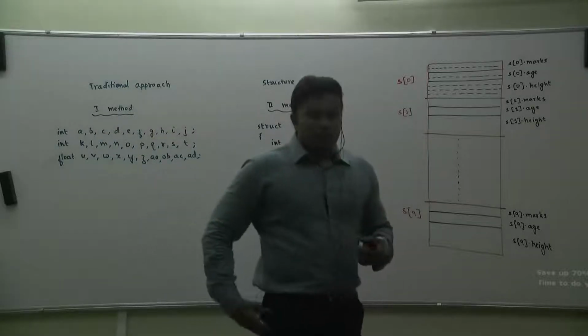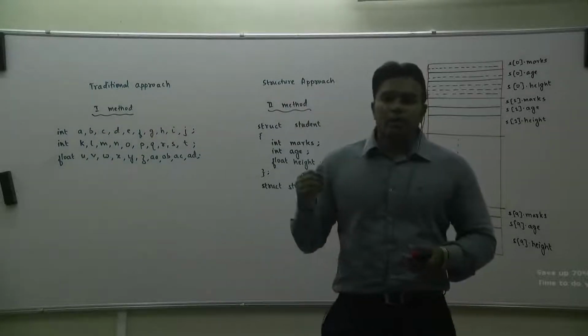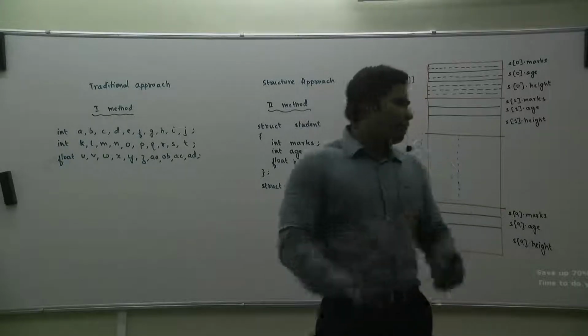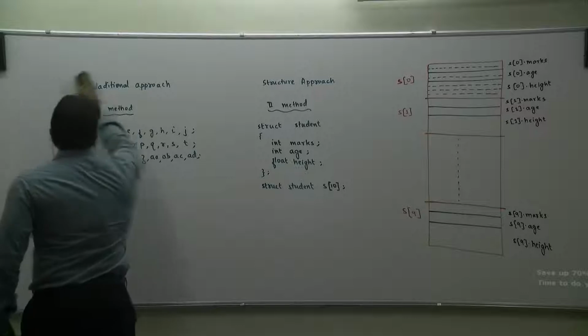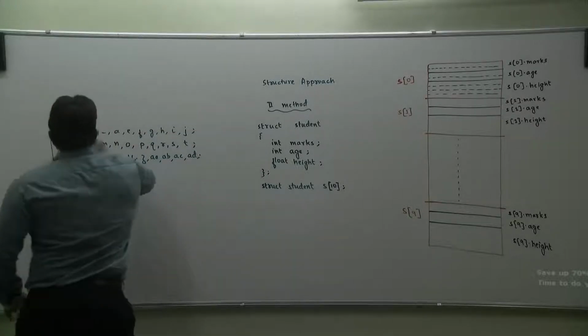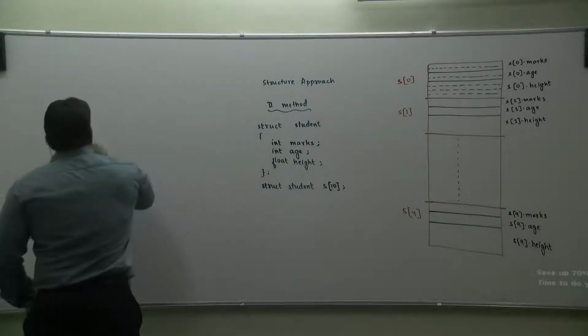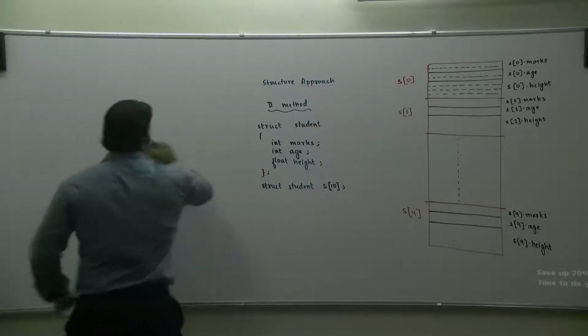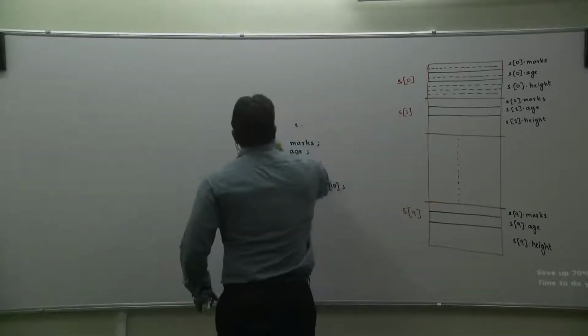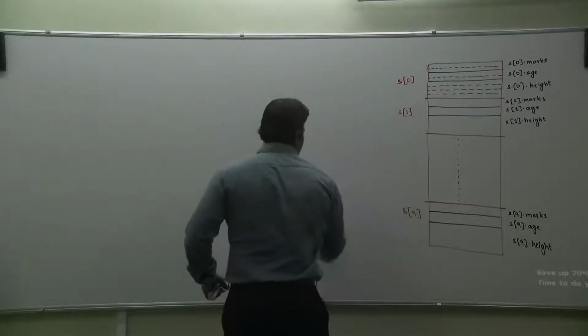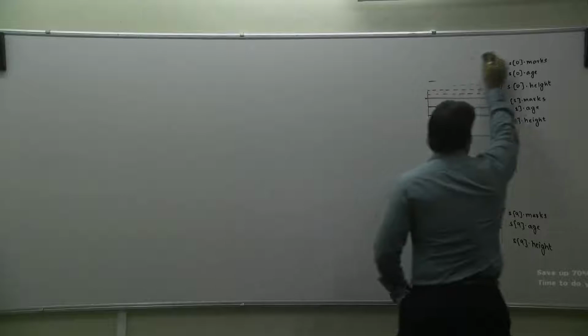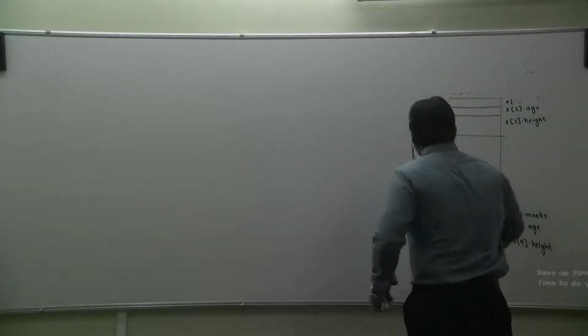All right. I hope all of you have been able to understand this. Now, I will give you a scenario and you have to create a structure for that. The scenario is this. I want to store the name of three students, three students' marks, and three students' age. That is what I want to store this time.